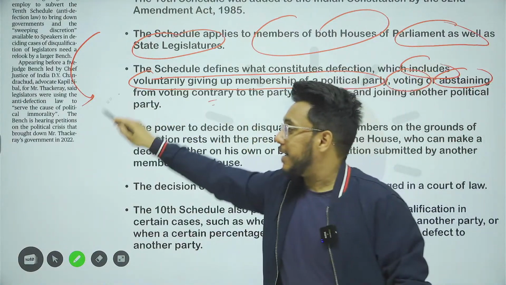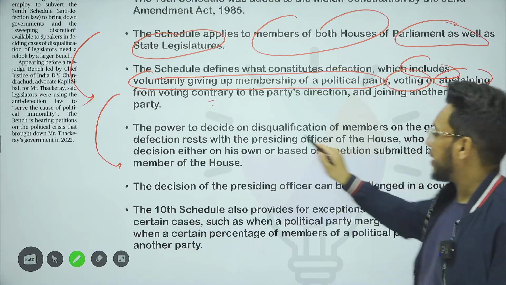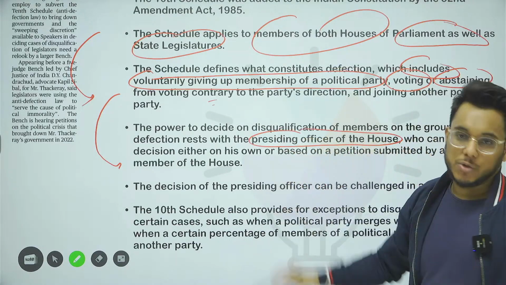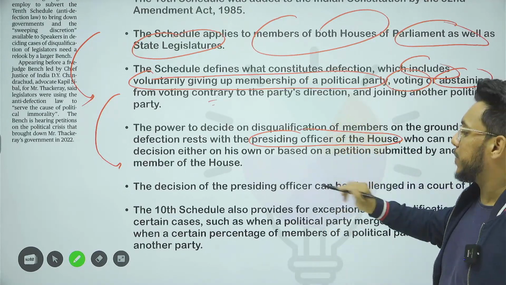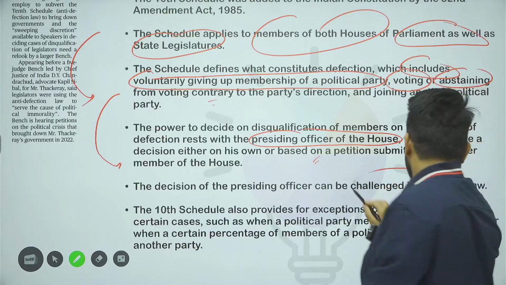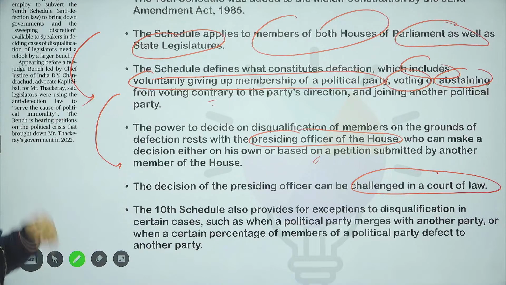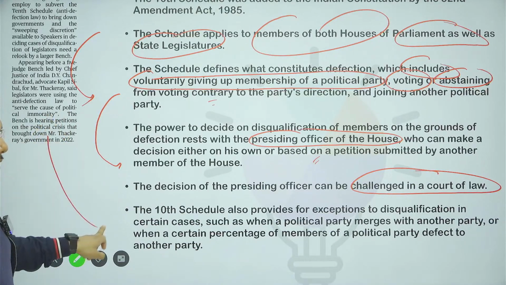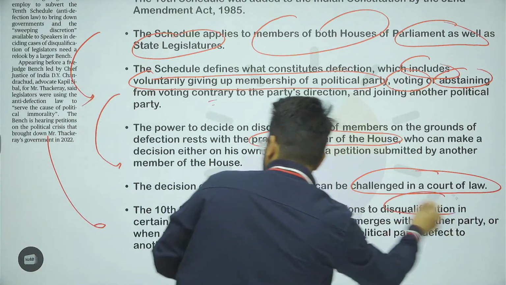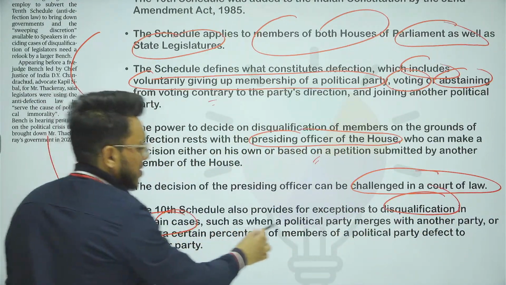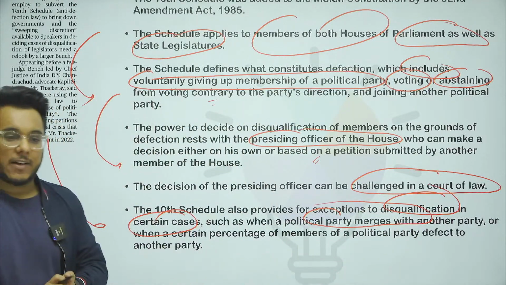And who will decide the disqualification in matters of defection? The decision will be taken by the presiding officer of the house. In the case of Rajya Sabha, the chairman, and in the case of Lok Sabha, the speaker will take the decision. Now this decision can be challenged in a court of law. Judicial review is applicable in these kinds of matters. Okay. Now the 10th schedule also provides certain exceptions. For example, disqualification will not happen when a political party merges with another political party. Okay, then the defection will not happen.